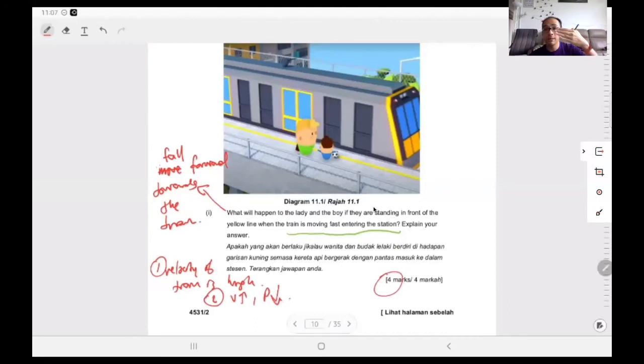Okay, pressure means the pressure between the lady, the boy and the train. Okay, so when we talk about pressure, the pressure between the lady and the train, the space between them, the pressure is low. Then the third and final mark is the difference in pressure.